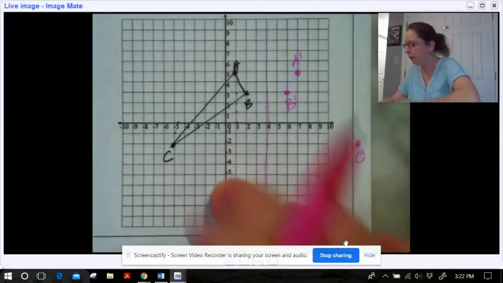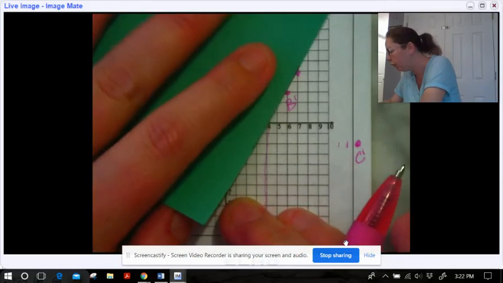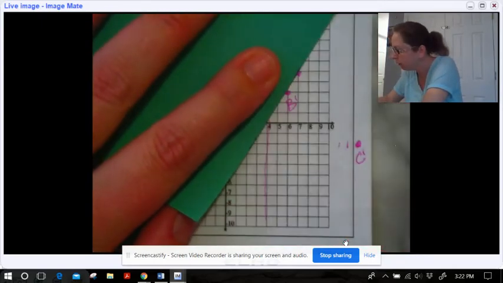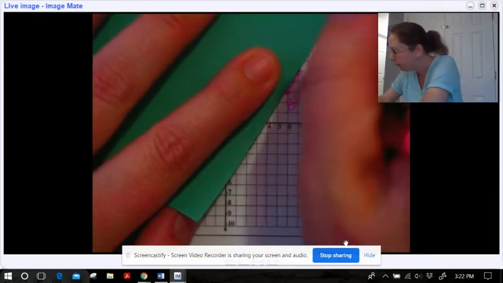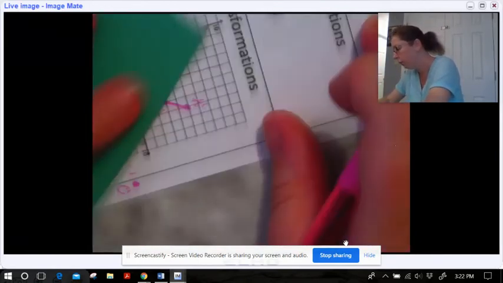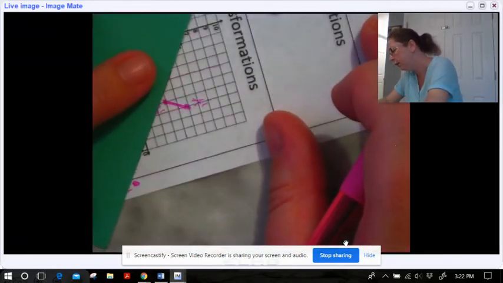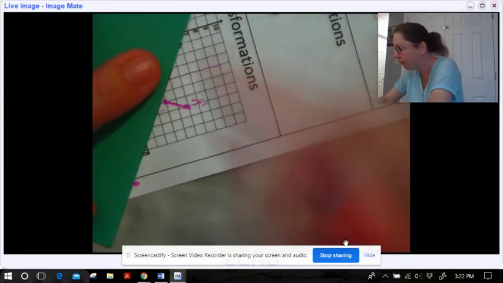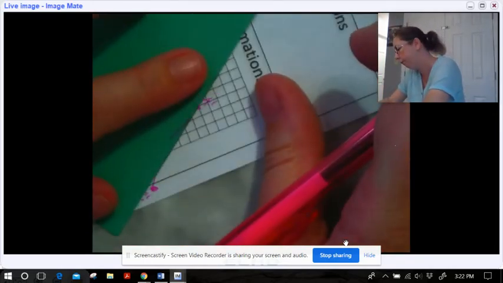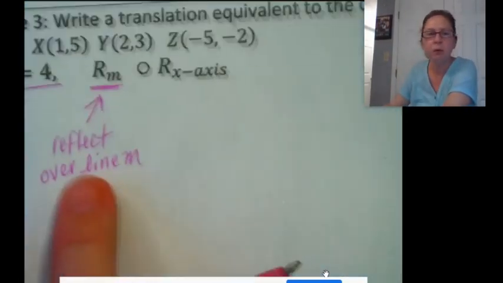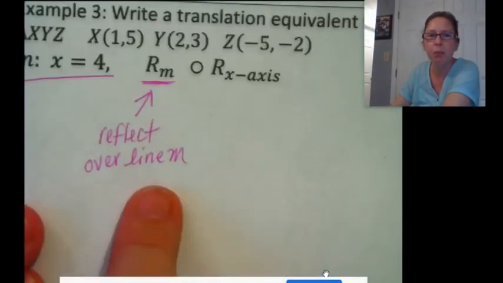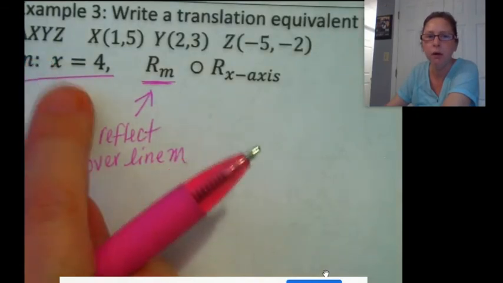Okay, I'm going to use my straight edge to draw straight lines here. Give me just a second. I want to make these nice and dark so that we can see them. Okay, so I have done the reflection over line M, which is x equals 4.